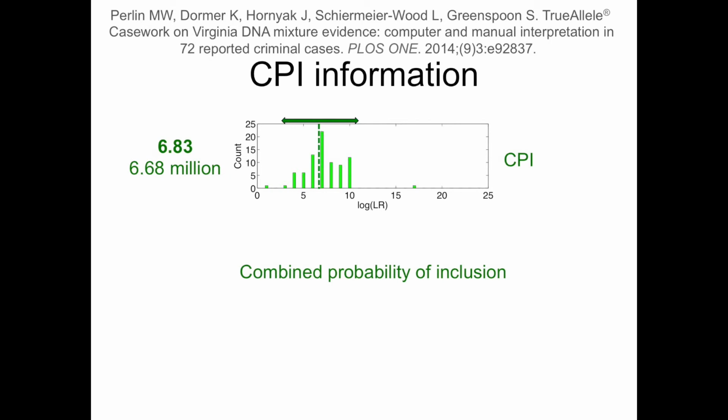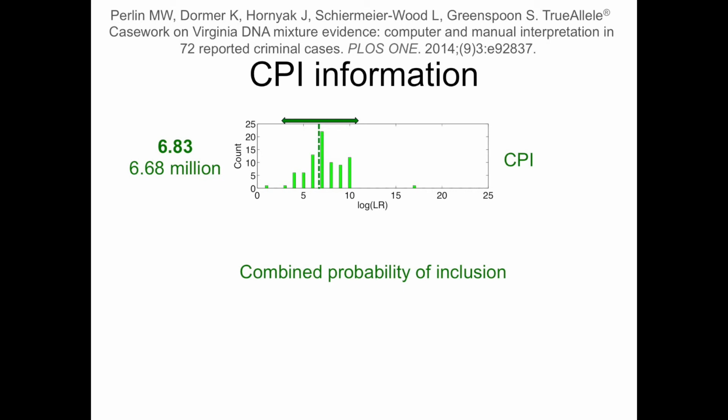It was published last year, 2014. Here's the title of it. It's open access and you can read it. This is a major study that was done on Virginia casework data. And here is the range of information that they obtained.